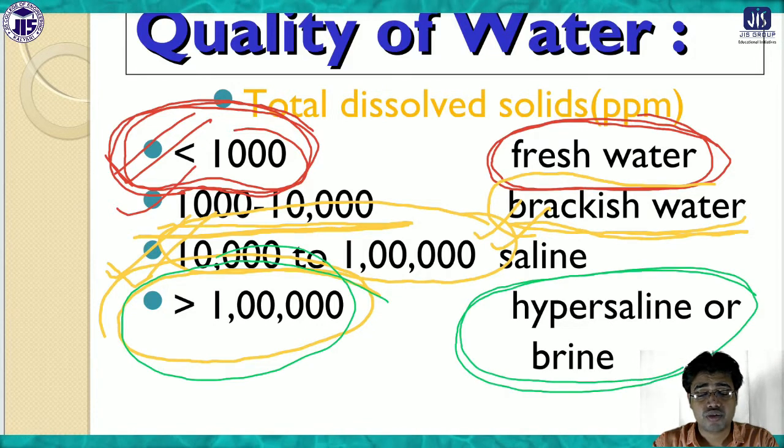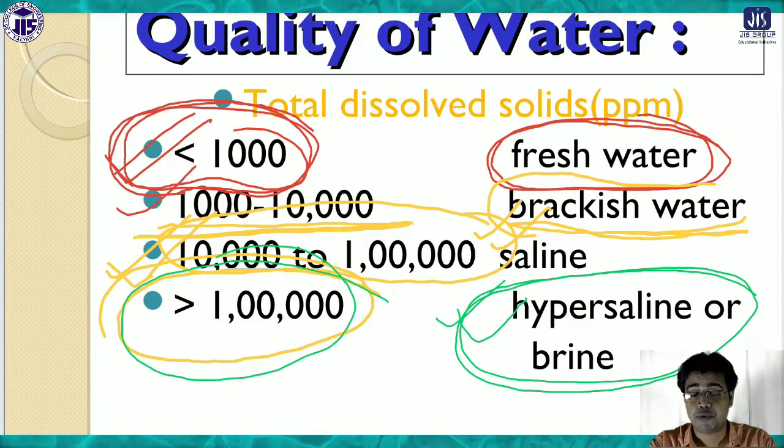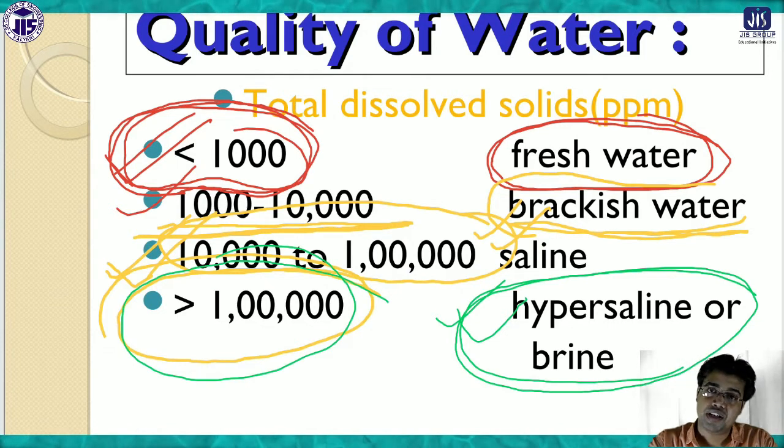Okay, so this limit is very important. You have to keep in mind the standard TDS value for fresh water, and what the amount of TDS will be for brackish water, for saline water or brine water.